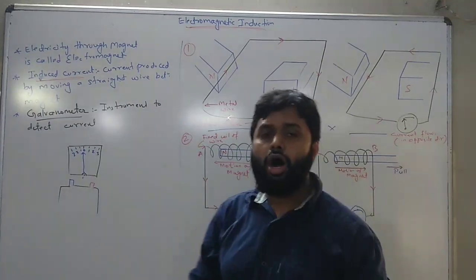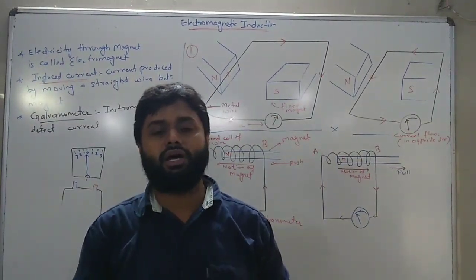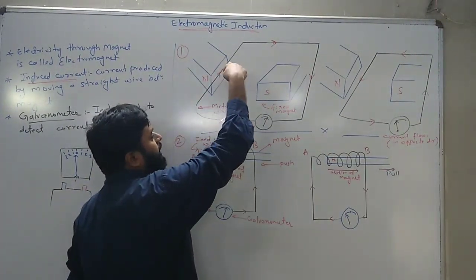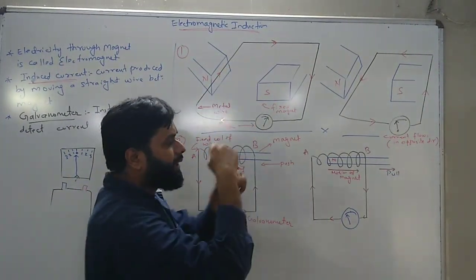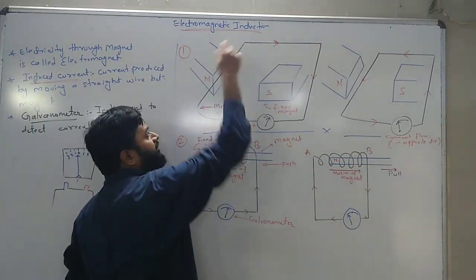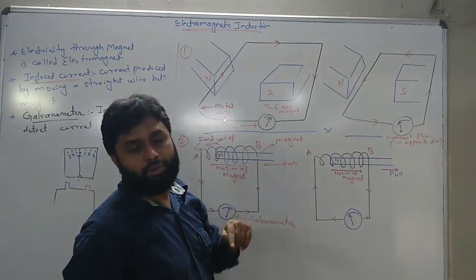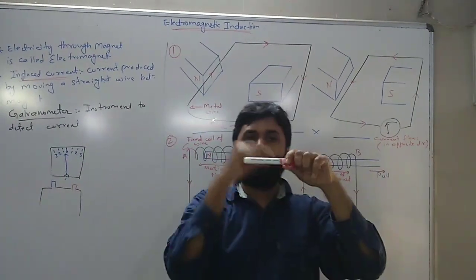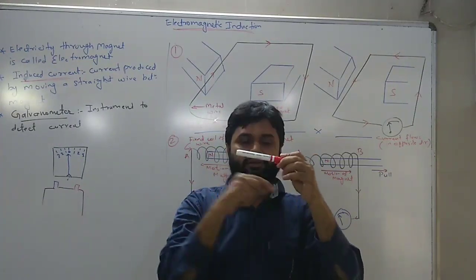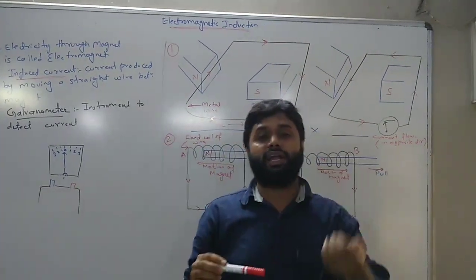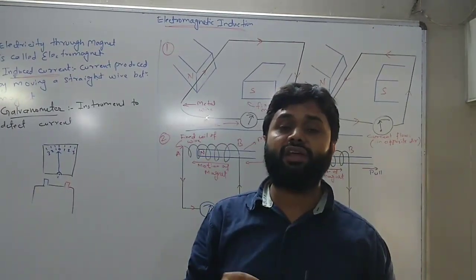The question comes, how do we increase or decrease the current? The method is, suppose we take this wire and make a turn. If we increase the turns of this wire, the current will be more. And if we wind the copper wire on a soft iron, again the magnitude of current will increase.